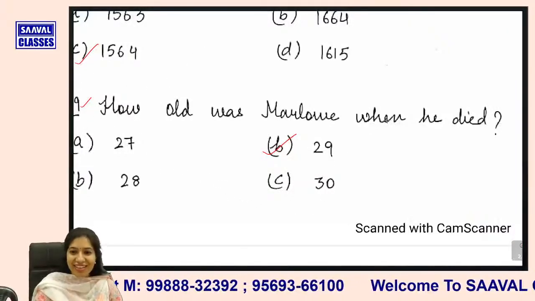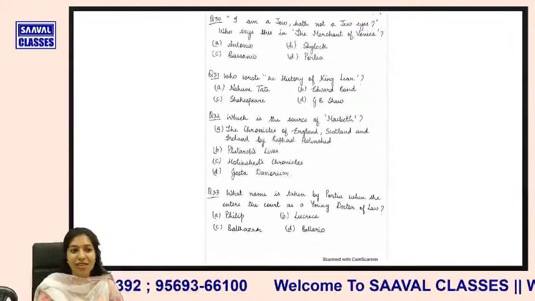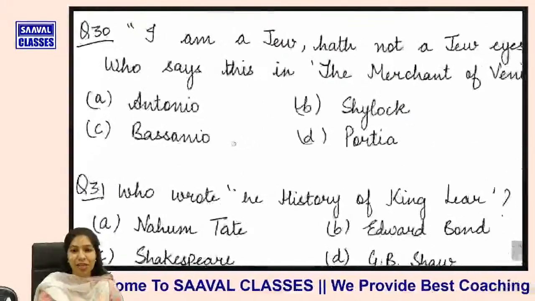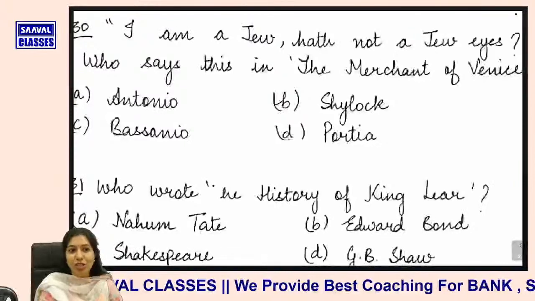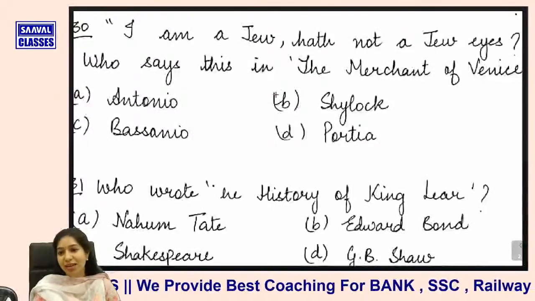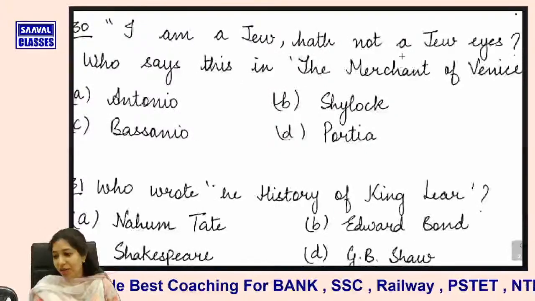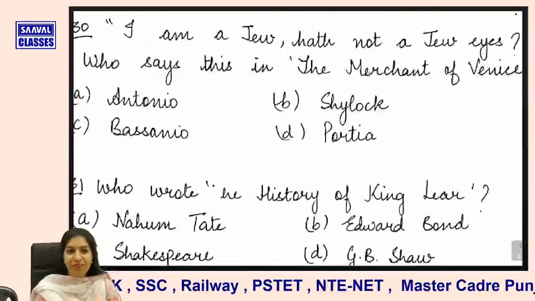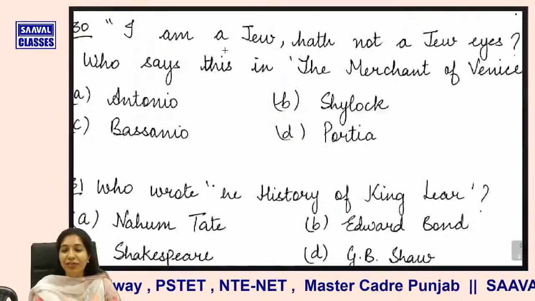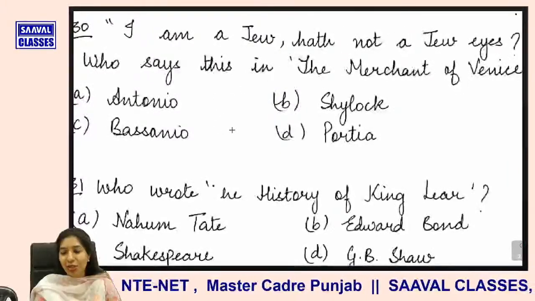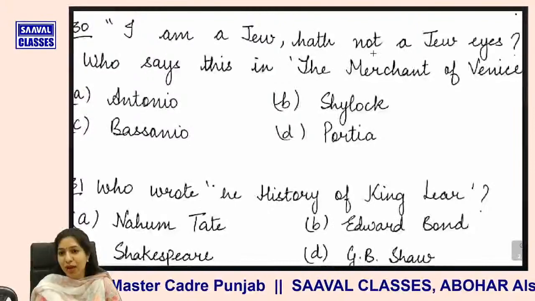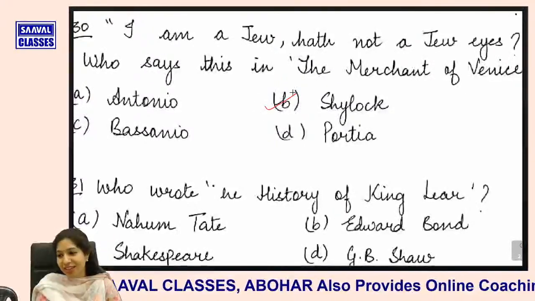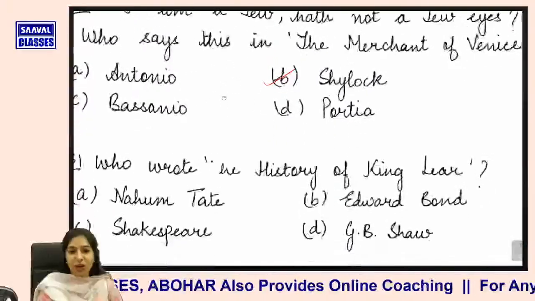Hannah? Then, moving on to the next question, question number 30. And the question is, I am a Jew, hath not a Jew eyes. Who says this in Merchant of Venice? By writing Merchant of Venice, I have made it easy for you. Even if this line is written, you can guess it easily, that who says I am a Jew hath not a Jew eyes? Antonio, Shylock, Bassanio or Portia? And obviously this is the easiest, that it was Shylock who said this.